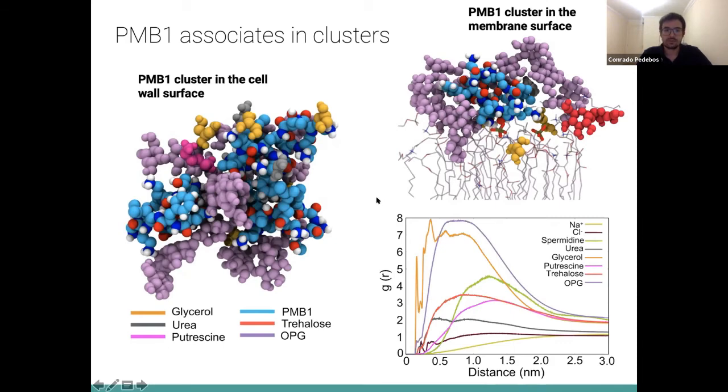The osmolytes that are most prevalent around the structure of polymyxins are OPG and glycerol. OPG is a glucan that has a negative charge. So this is good to interact with PMB1, which has several positive charges. And glycerol provides many opportunities for hydrogen bonding with the polymyxin molecule. So it makes sense that these two molecules were the most prevalent.